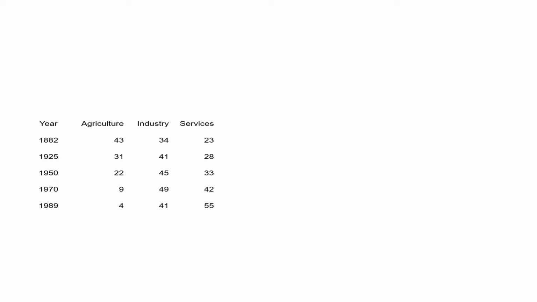This is also showing the post-industrial societies. This is Germany, showing the percentage of agriculture, industry, and services. Very important that these are percentages.